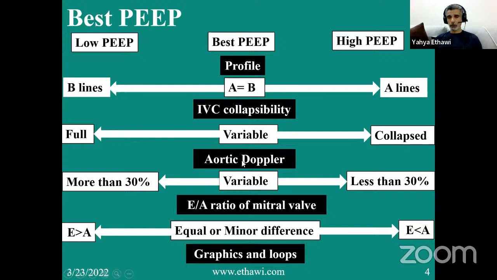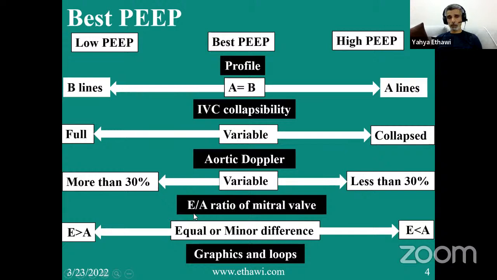Then you can do the aortic Doppler and even mesenteric artery Doppler. And if it's variable, there is event to event variability, probably you are in the best PEEP place. But if the variability becomes more than 30% between one cycle and another, you probably have low PEEP. And if the variability becomes less than 30%, you probably have high PEEP.